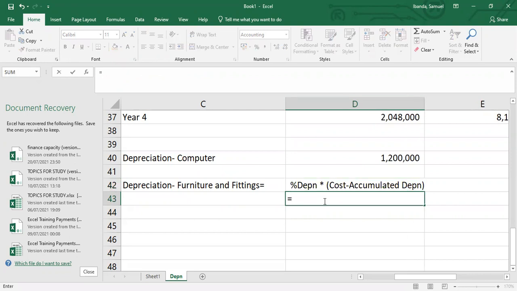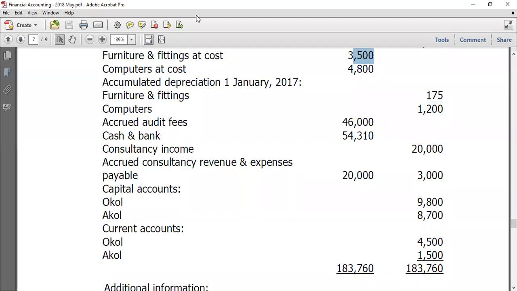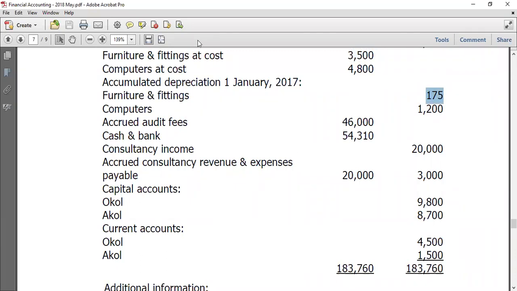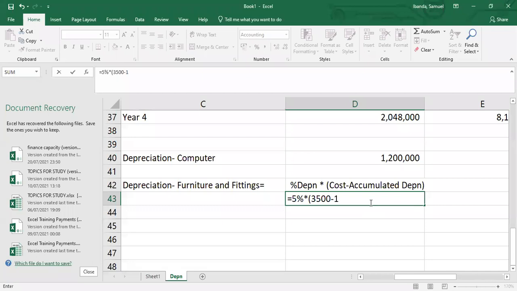So my depreciation percentage in this case is 5%, times the cost of this furniture and fittings, which is 3,500. 3,500 minus the accumulated depreciation, which is 1,500. It's 175, sorry. 175, like that.